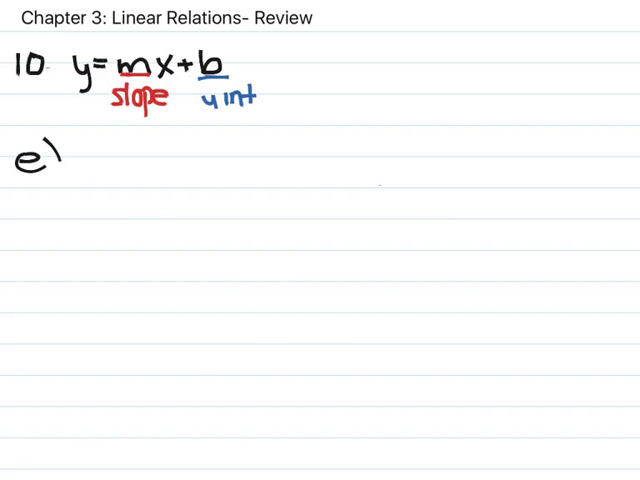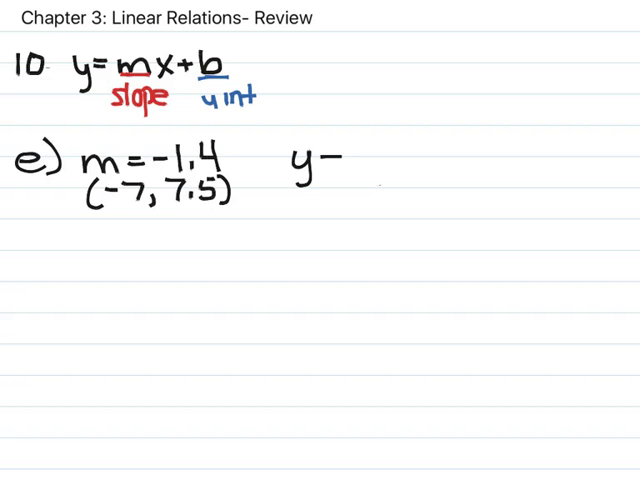Part E, similarly to all the other ones, your slope is going to be negative 1.4, and it's going to pass through negative 7, 7.5. So we're going to start our equation. So you know what your slope is, so you're going to plug it in. And now we're going to sub in the points that we've been given.